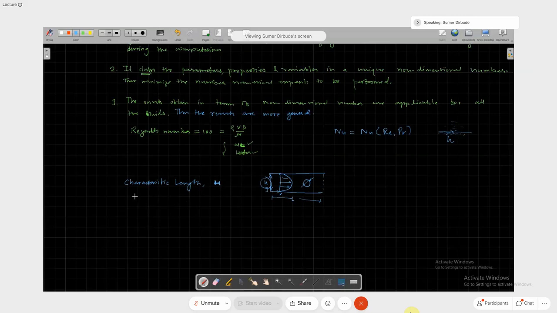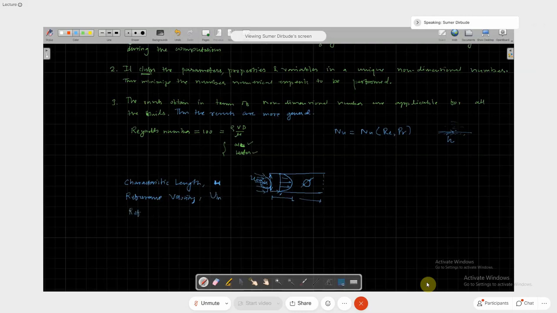Then the reference velocity. In this flow, you have the maximum velocity, but it may not be the maximum that you use. There is a velocity at the inlet, u in. You can specify that as the reference velocity. Any velocity can serve as a reference velocity, so u in can be specified as the reference velocity.